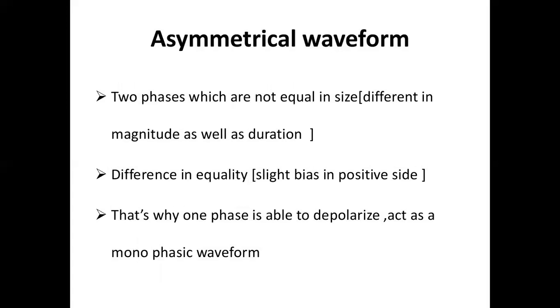Asymmetrical waveform has two phases which are not equal in size. They have a difference in magnitude as well as in duration. There is a difference in equality, with a slight bias in the positive sign. That's why one phase is able to depolarize and act as a monophasic waveform.